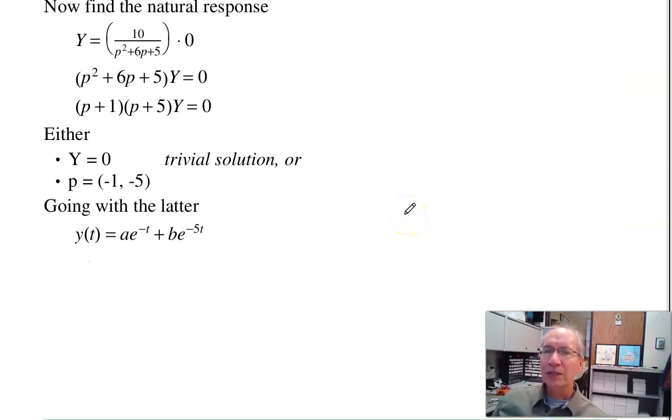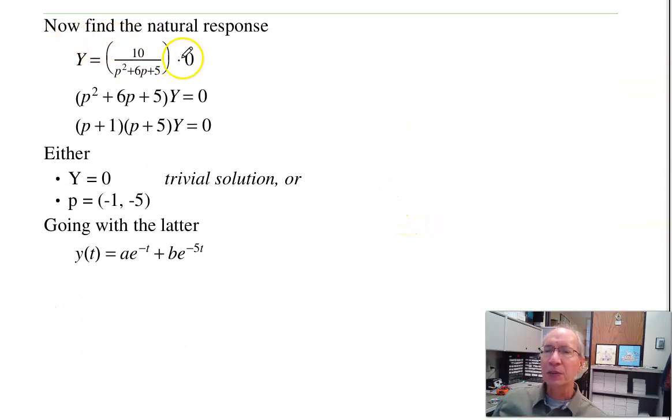To find that, I find the natural response. Set the input to 0, cross-multiply. This tells me, or factor, this tells me that either p is -1, -5, or y equals 0. Y equals 0 is the trivial solution, so take the other two. If p is -1 or -5, I know that y of t is in this form. Again, with the p operator, I assume everything's in the form of e to the pt. I've got two terms. Second order differential equation, I have two terms in y. To solve for a and b, I need two initial conditions. That's your position and velocity.